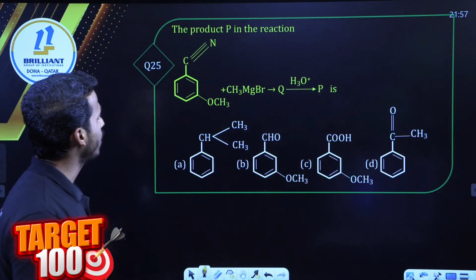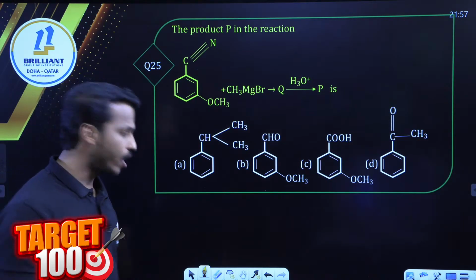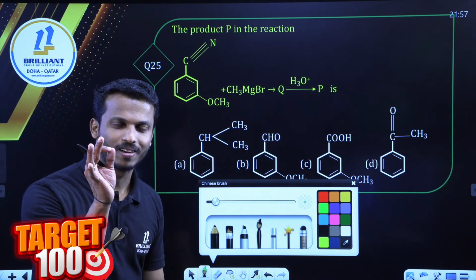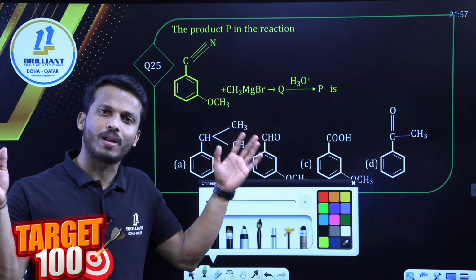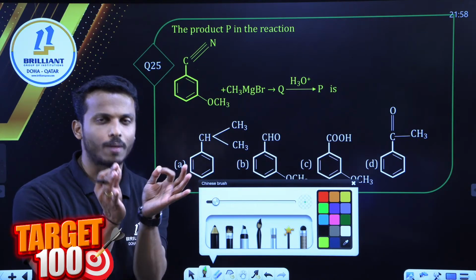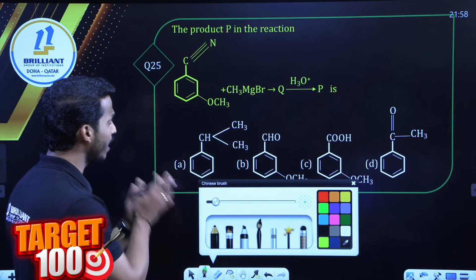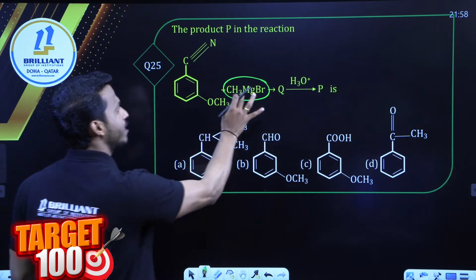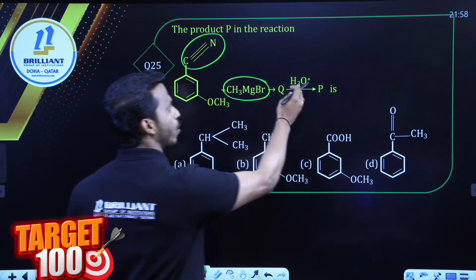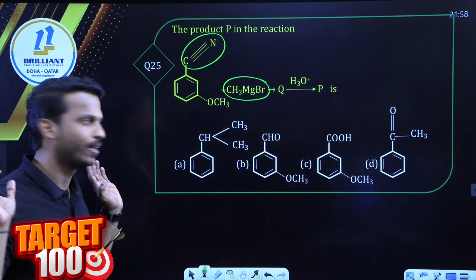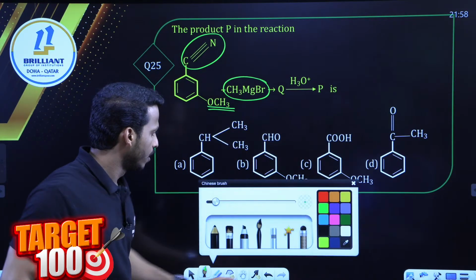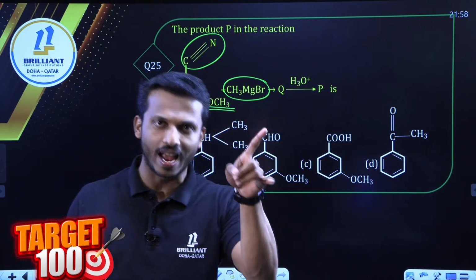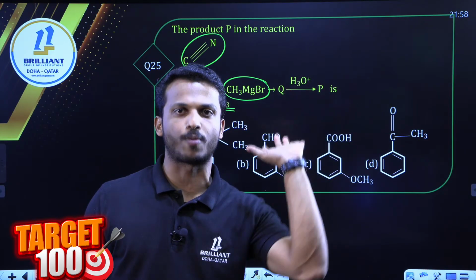Next one, dear all. What is the product P in the reaction? If you know a small concept, you don't need to do the complete reaction. You can answer very fast. Dear all, it is a Grignard reagent, no doubt. Grignard reagent when treated with a cyanide on acid hydrolysis, what is the product? That's enough to get the answer. My question is repeating once again.